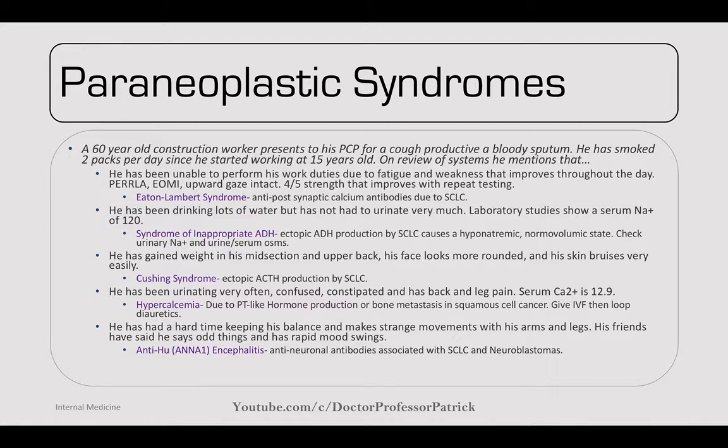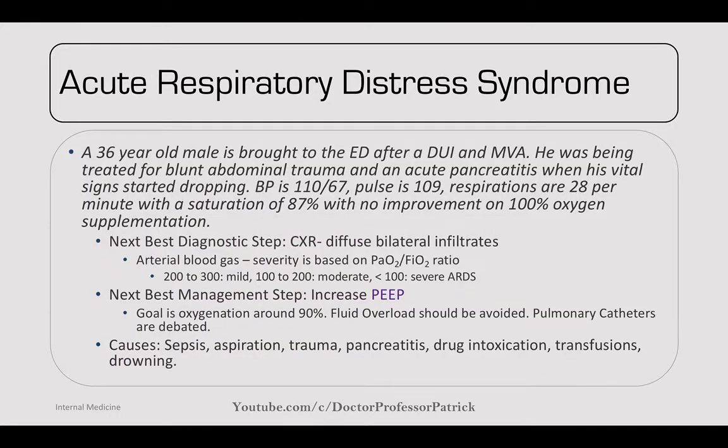And he also says that he has a hard time keeping his balance and he's making strange movements with his arms and legs. Friends have said that he says odd things and has rapid mood swings. So this is anti-Hu encephalitis. These are anti-neuronal antibodies associated with small cell lung carcinoma and neuroblastomas.